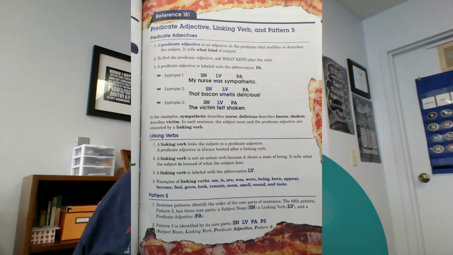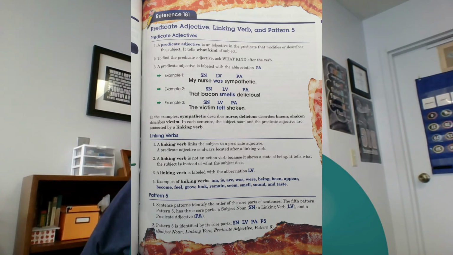It tells what the subject is instead of what the subject does. Number 3, a linking verb is labeled with the abbreviation LV. And examples again of linking verbs, and this is a review for you. Am, is, are, was, were, being, been, appear, become, feel, grow, look, remain, seem, smell, sound, and taste.